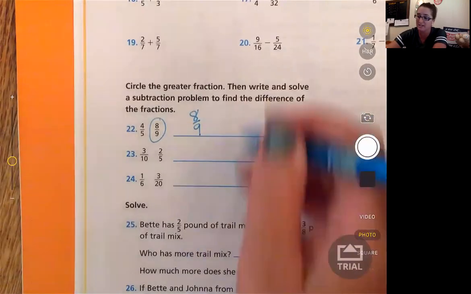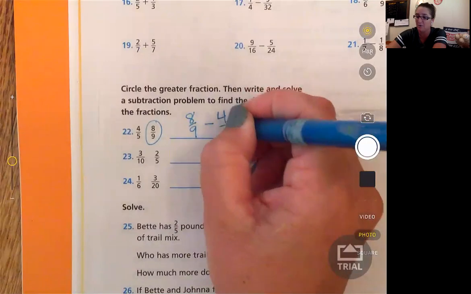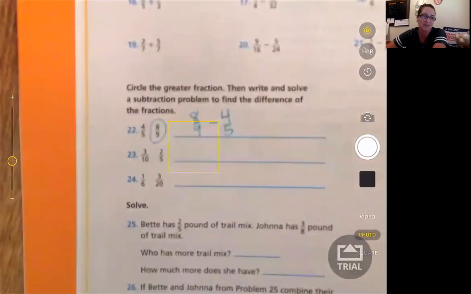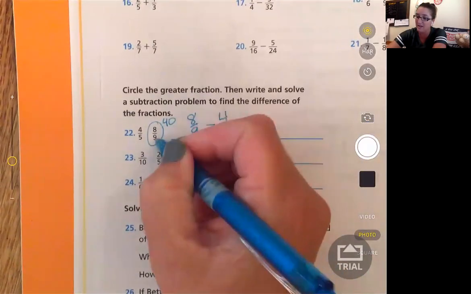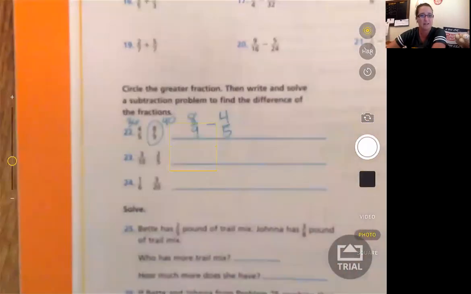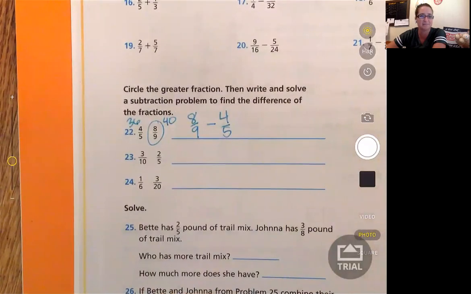So if I were going to subtract these, I would say 8/9 minus 4/5. We're not going to solve it. And if you wanted to still do your butterfly method, 8 times 5 is 40, 9 times 4 is 36. Look at that. We got it right.